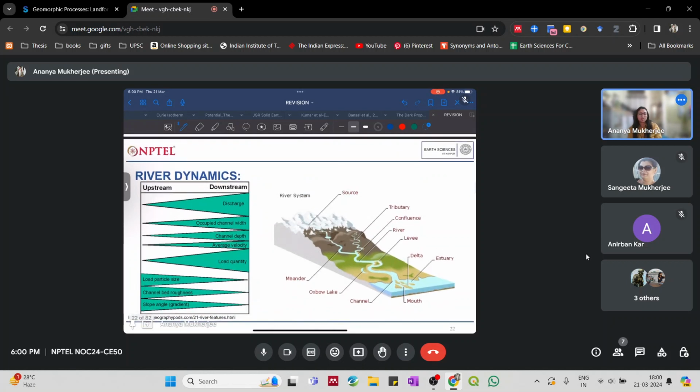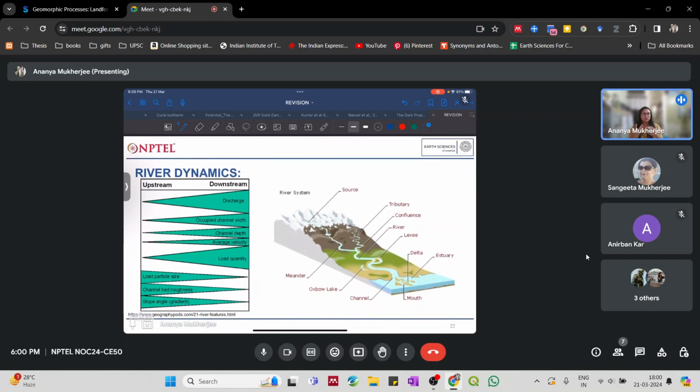So, to understand what sort of features are formed, there are a few things which control what sort of work is going to be done by the river. It depends on discharge. This is the upstream, and this is the downstream. In the upstream you mostly have low discharge, but larger rock fragments can be carried by the water in the upstream parts, obviously, and the gradient of the river is also higher in the upstream part.